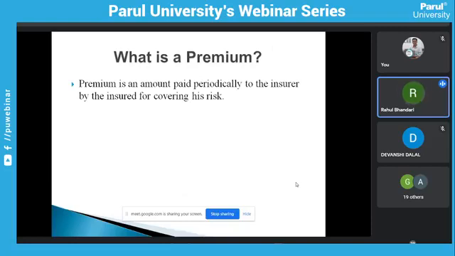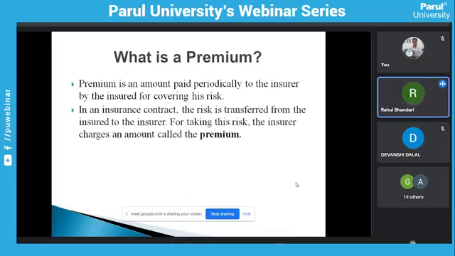A premium is an amount paid periodically to the insurer by the insured for covering the risk. In an insurance contract, the risk is transferred from the insured to the insurer. For taking the risk, the insurer charges an amount called the premium.